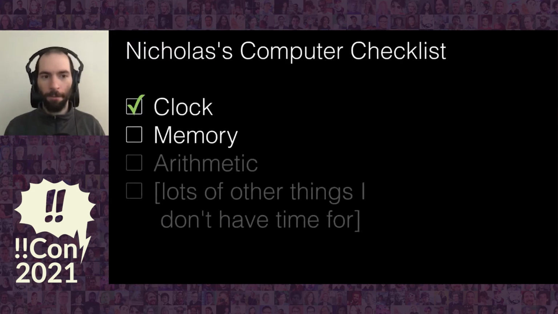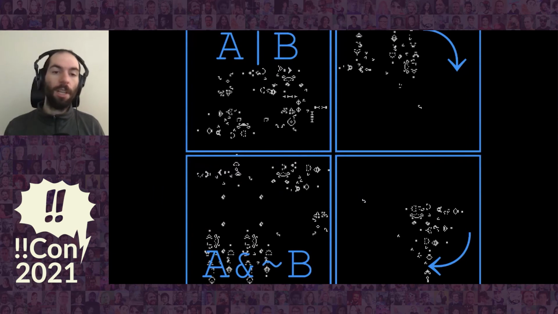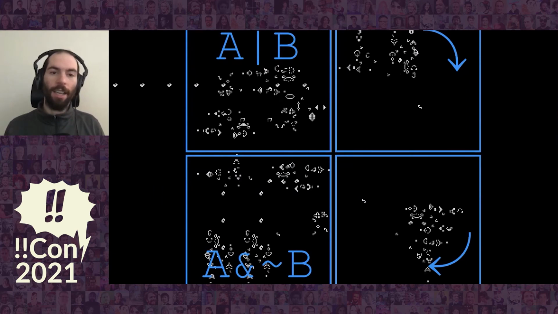Okay, so there's a clock. Now we need memory, some way to store data for a time to retrieve it later in the future. So here's our memory cell. By default, it doesn't do anything interesting. It's an OR gate and a NOT gate connected into each other.